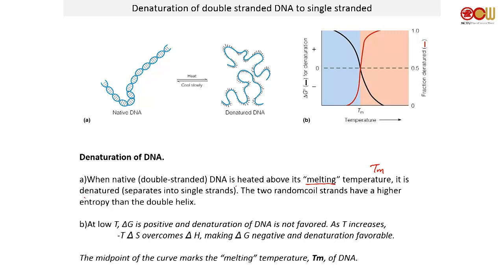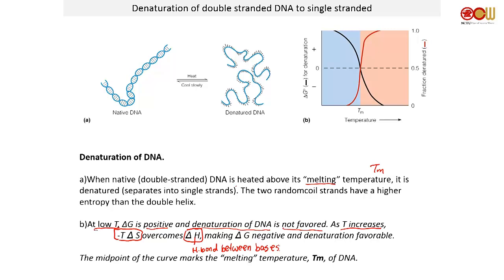So you want to have increased entropy. At low temperature, delta G is positive and denaturation of DNA is not favored. Okay? We're talking about this entire process. As temperature increases, minus T delta S overcomes the delta H, and this delta H, we're essentially talking about the hydrogen bond between bases. That's why you have a delta H there.